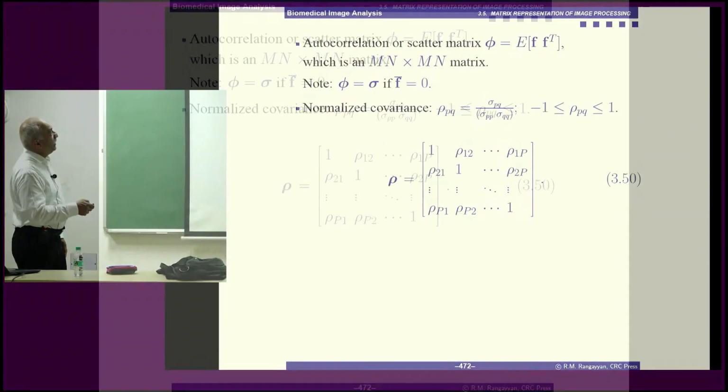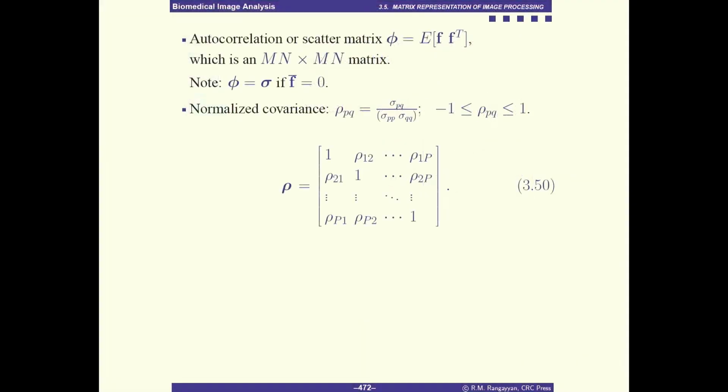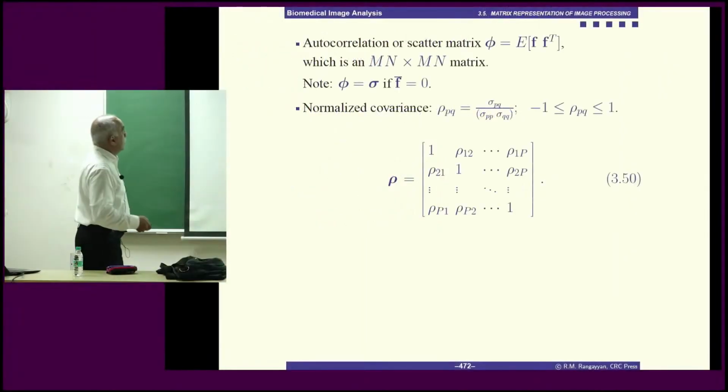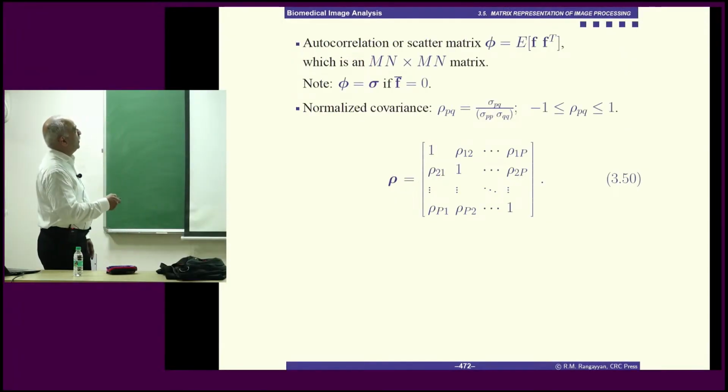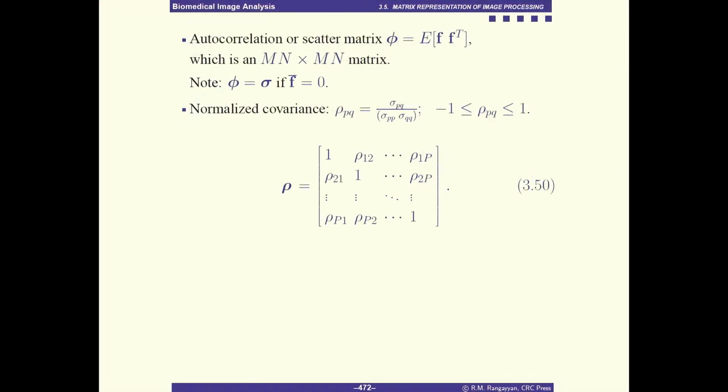The autocorrelation matrix is the expectation of FF transpose. There is no subtraction of the mean. That's all. And this is also an mn by mn matrix. And if you normalize the covariance, rho pq is sigma pq divided by the square root of sigma pp and sigma qq, then the diagonal elements are 1. And then you have the covariances on the other sides. And it is symmetric again.